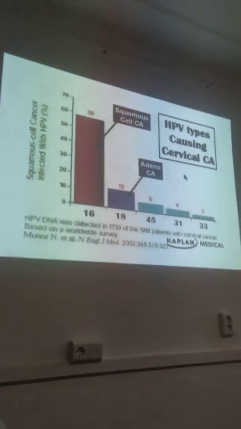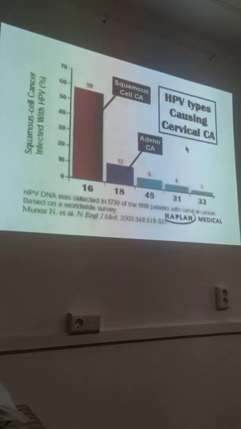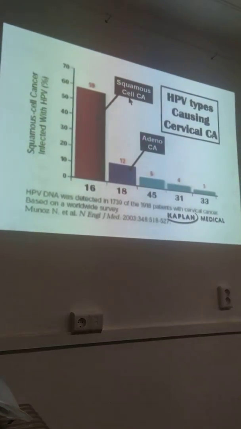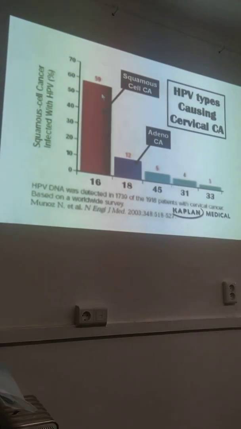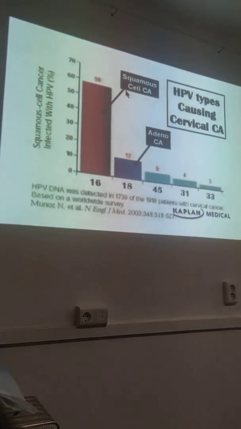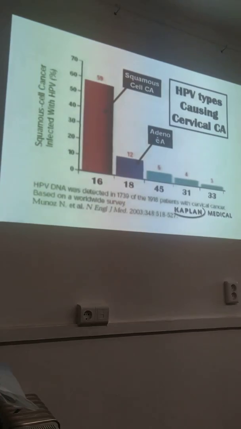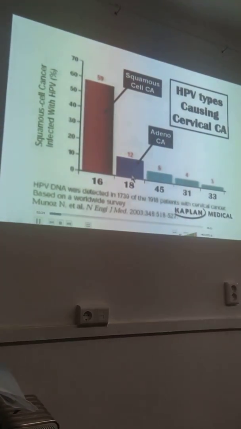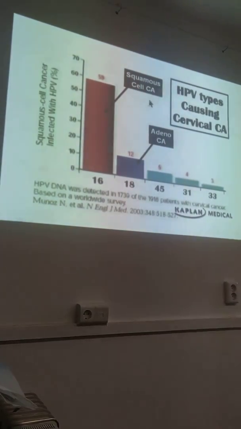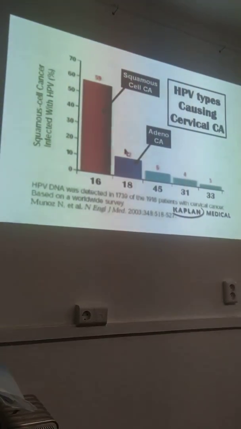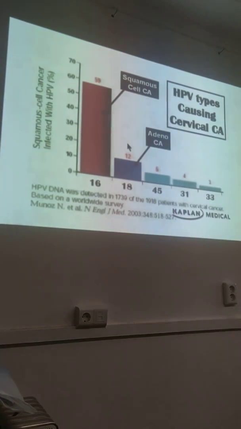This looks at the HPV type that causes cervical cancer. You can see squamous cell carcinoma is mostly 16. This is the exocervix. The adenocarcinoma of the endocervical canal is typically 18, but you can see the most common cervical cancer is squamous, with adenocarcinoma being markedly less common.